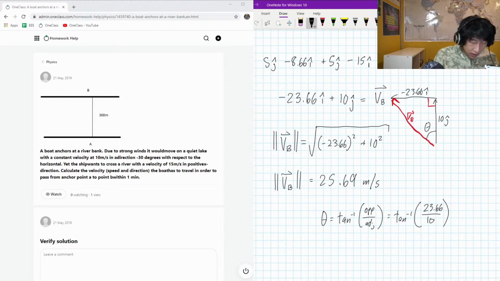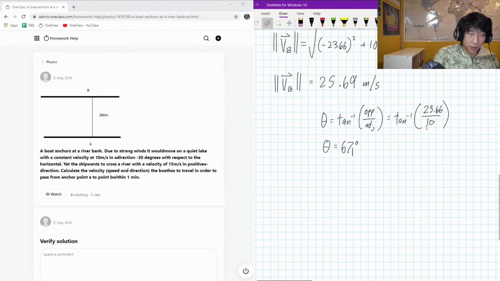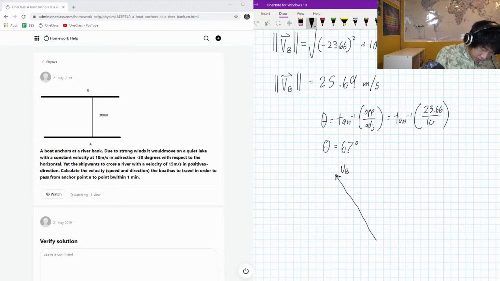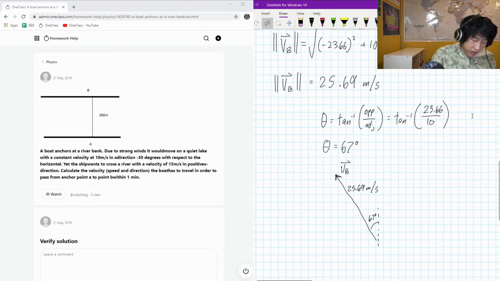Okay, so let's figure out what that is. 23.66 divided by 10, and we get our angle is going to be 67 degrees counterclockwise from the vertical. Okay, so our final VB vector is going to look a little something like this. This angle, 67 degrees, and the magnitude is 25.69 meters per second.